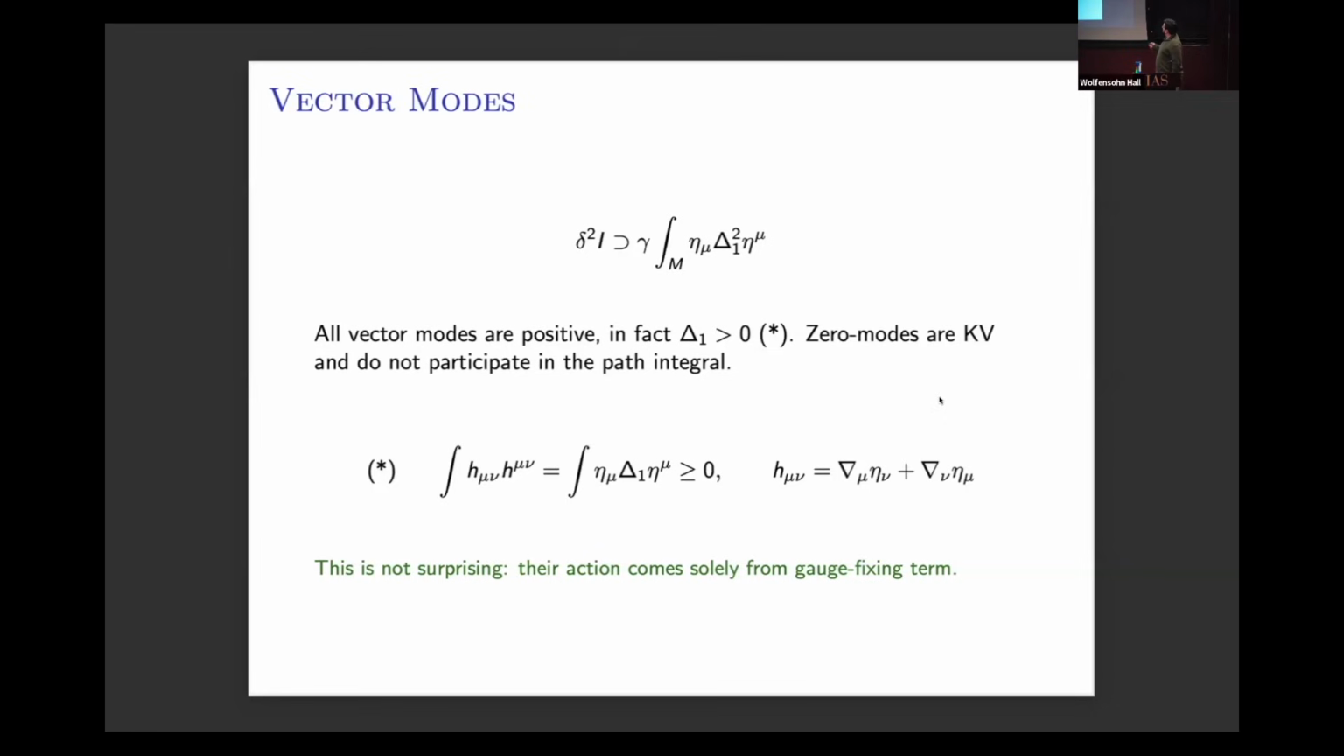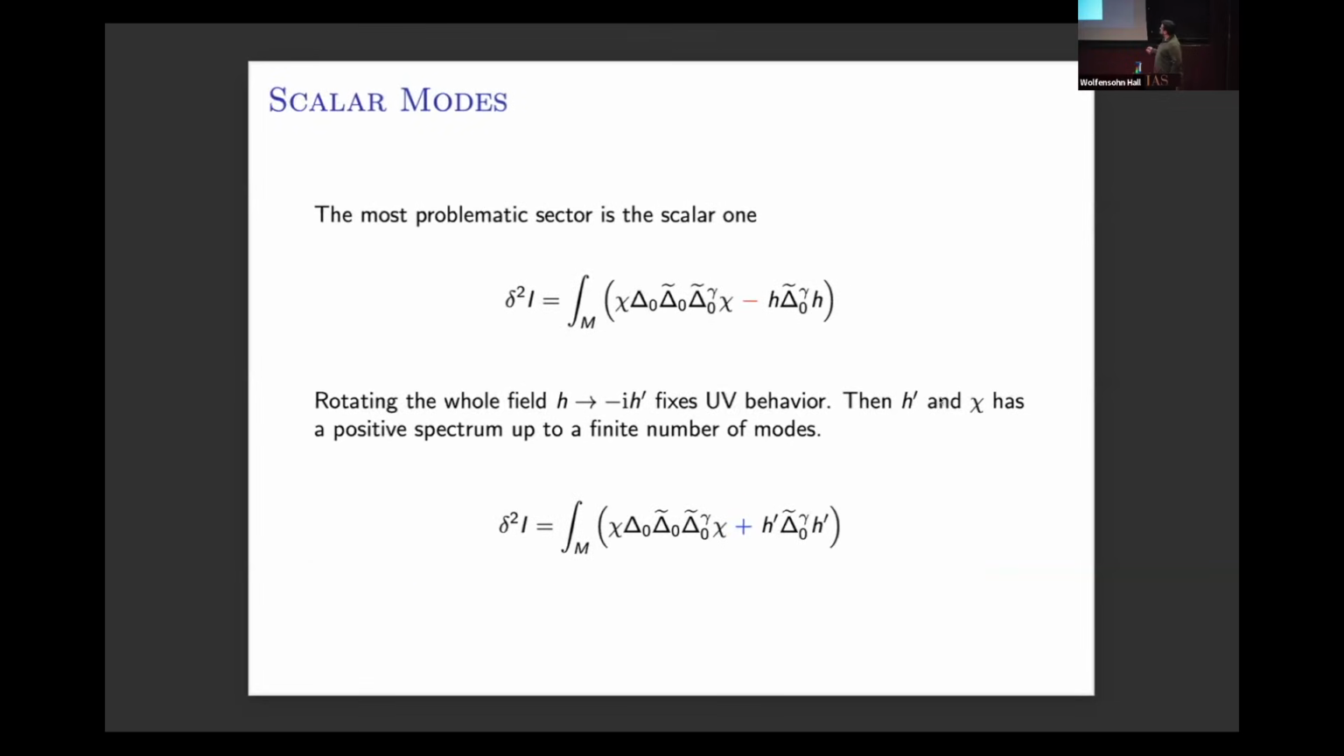And there is a good reason why this action is manifestly positive, which is that the only contribution to the action for the vector modes comes from diffeomorphisms. They come from the gauge fixing term. So if I pick my gauge fixing action to be positive, then there's not going to be any negative mode in this sector. Now, the most problematic sector is the scalar one. So we have the scalar diffeos and the trace of the metric. So the idea, as I said, is that all these operators that I defined are positive at short distances.